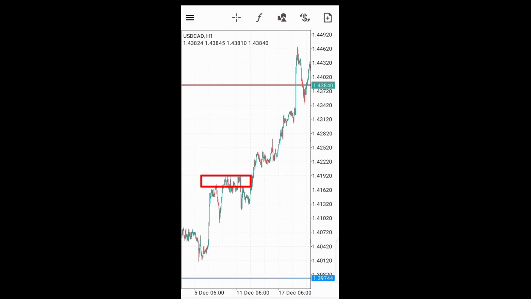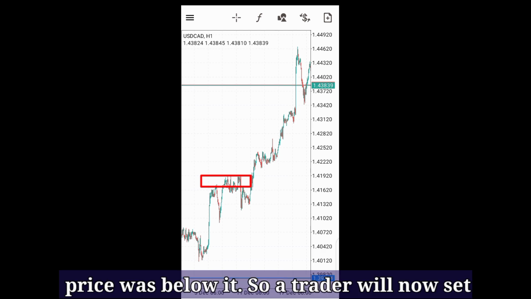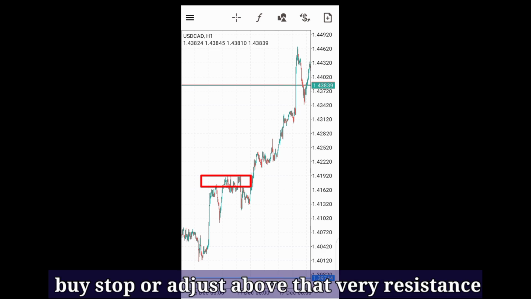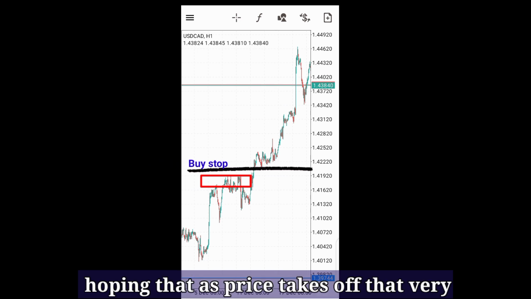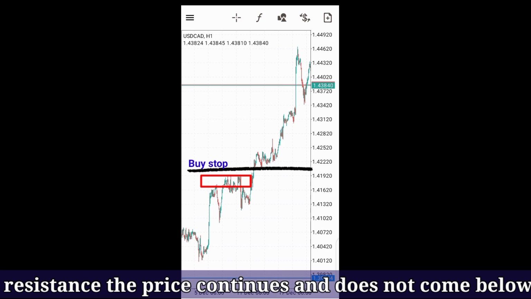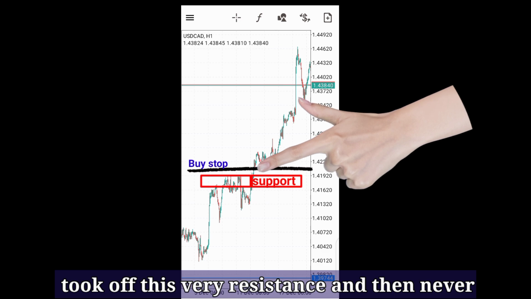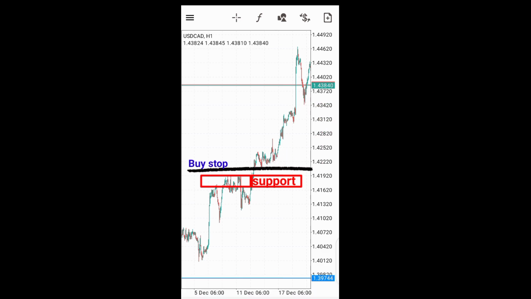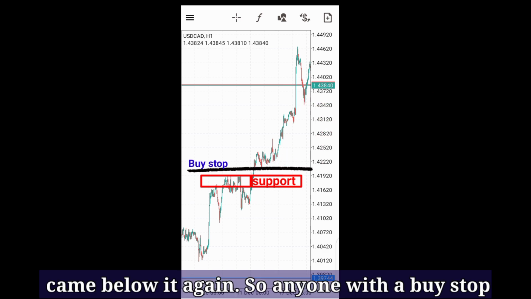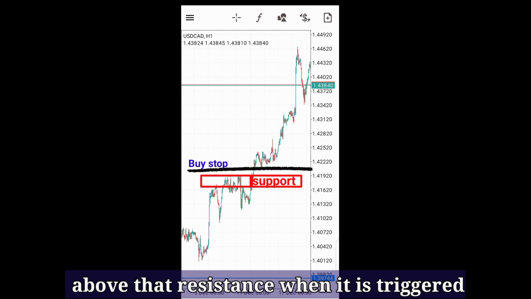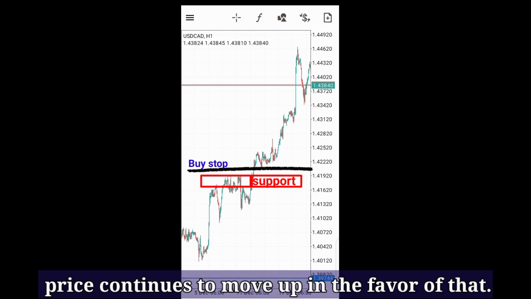This was another level which was a resistance while price was below it. So a trader will now set a buy stop order just above that very resistance, hoping that as price takes off that resistance, the price continues and does not come below it. And you can see at that point the price took off this very resistance and then never came below it again. So anyone with a buy stop above that resistance, when it is triggered, price continues to move up in the favor of that person.